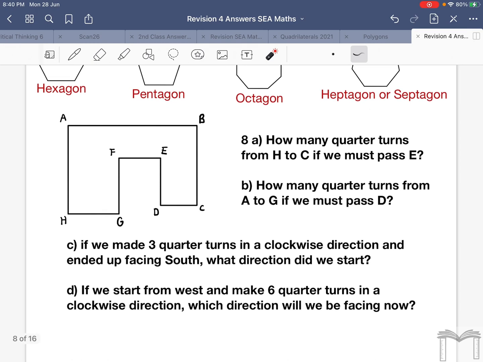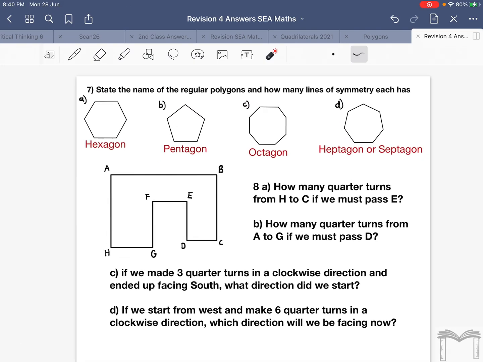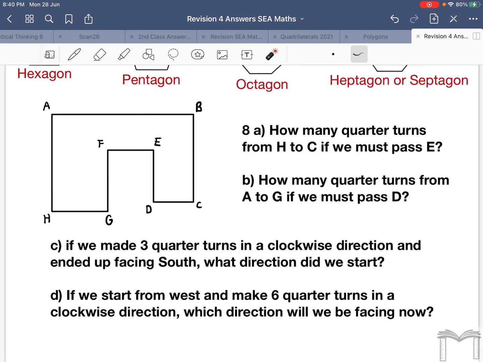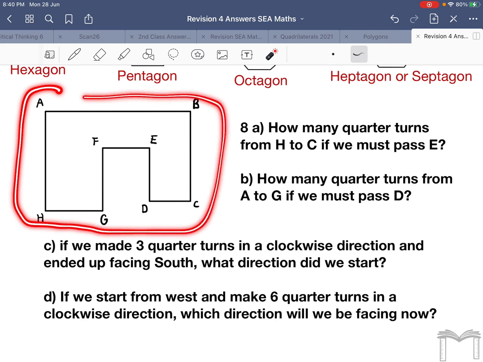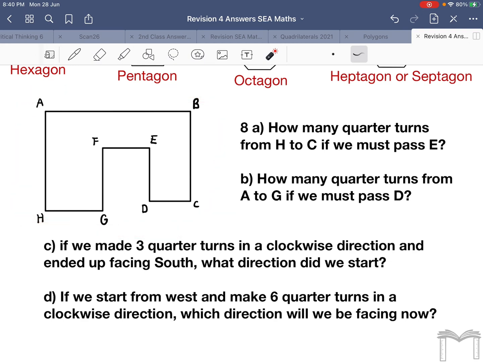Alright, let's talk about number 8. How many quarter turns from H to C? So we are talking about in this image here. If we must pass E, so it means that we must go this way. So how many quarter turns are you all seeing? Right, whether it be internal or external. So that's 1, 2, 3, 4.